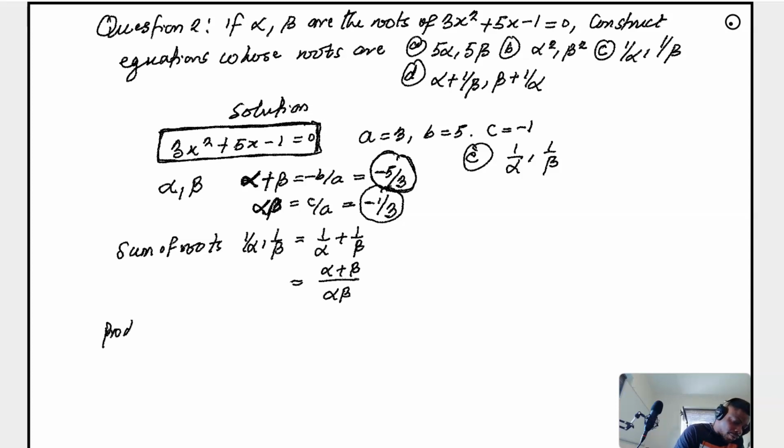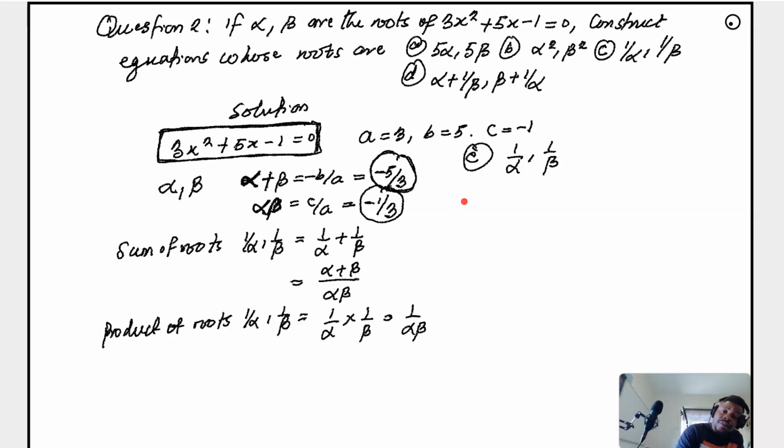Then the product of roots. These are the roots. So product means 1 over alpha times 1 over beta, and that will be 1 over alpha beta.